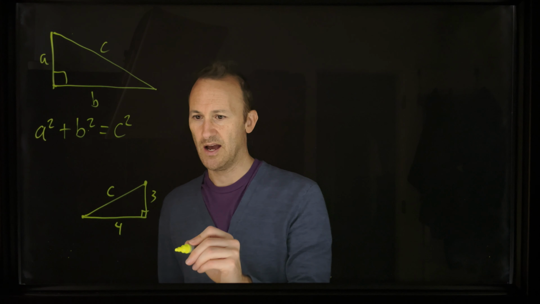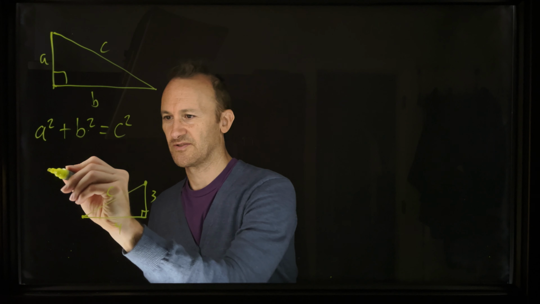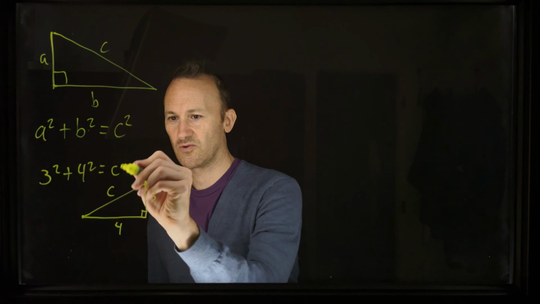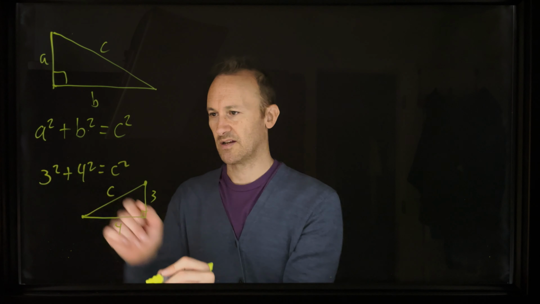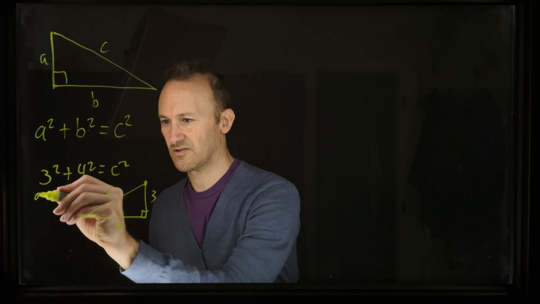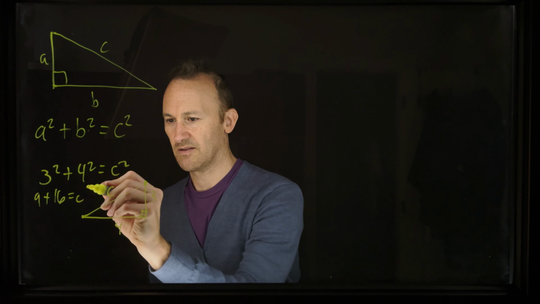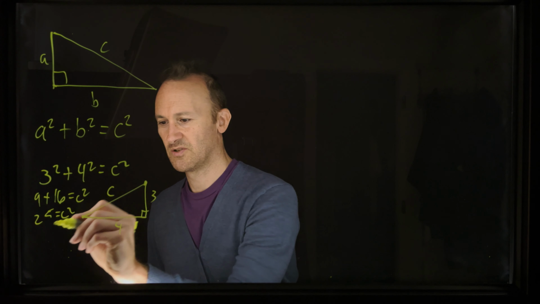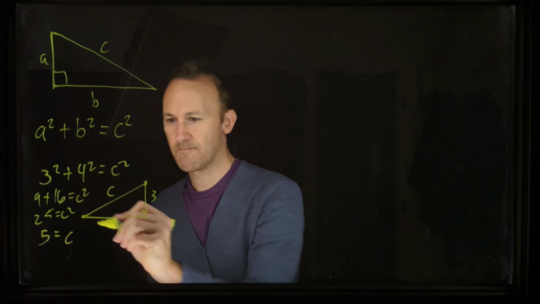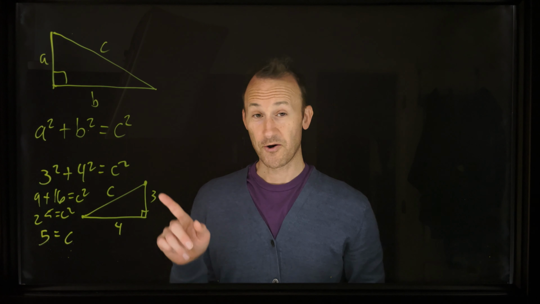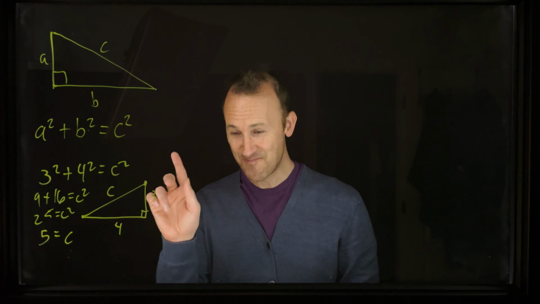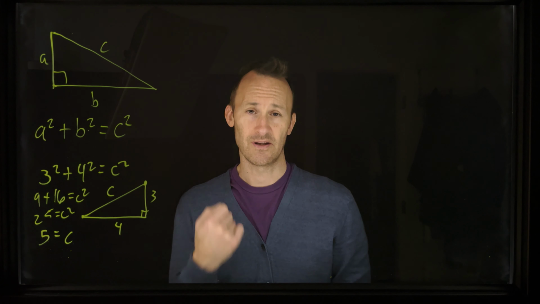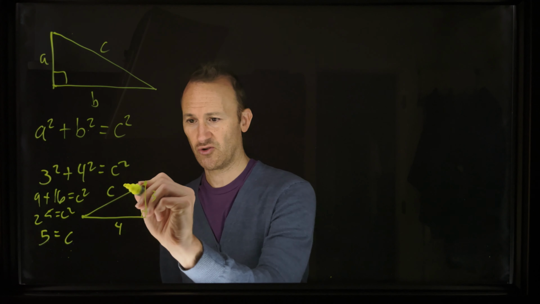And so I can say that, for instance, 3 squared plus 4 squared equals c squared. And then what I'll get here is 9 plus 16 equals c squared. And that's going to give me 25 equals c squared, which is the same as 5 equals c. Okay? So this is actually a special right triangle because it's all whole numbers. And that's called a Pythagorean triple.